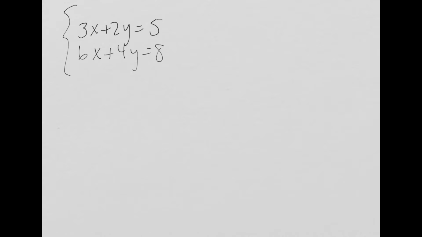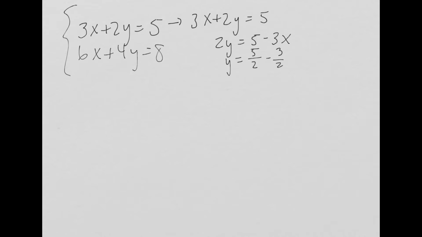Now, it doesn't matter which one you want to solve for, it's up to you. Why not take the first one? So I got 3x plus 2y equals 5. Which variable do you want to solve for? Doesn't matter. Might be easier to solve for y, but we'll see. So I'm going to subtract 3x and get 2y is 5 minus 3x. And then what? I've got to divide by 2. So y equals 5 halves minus 3 halves x. So there's my equation for y.